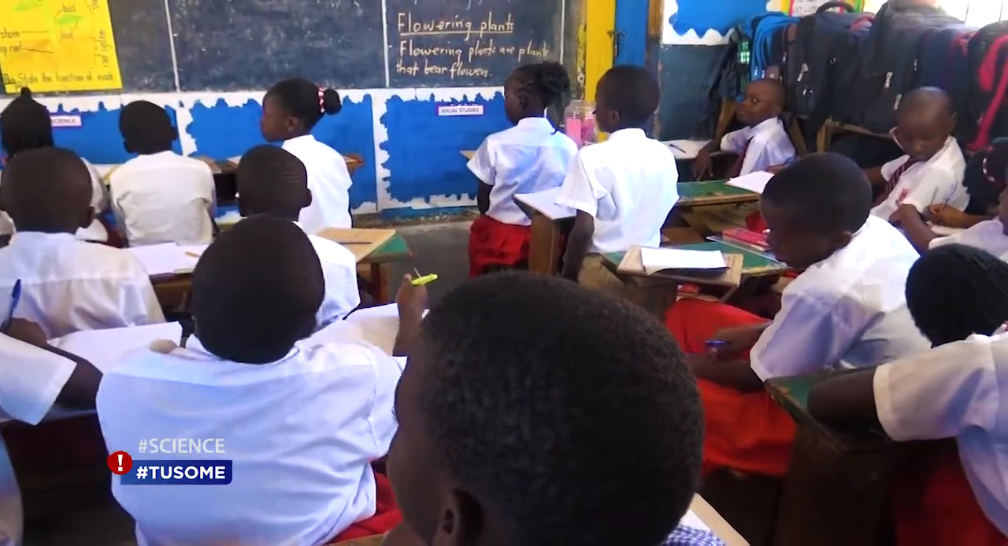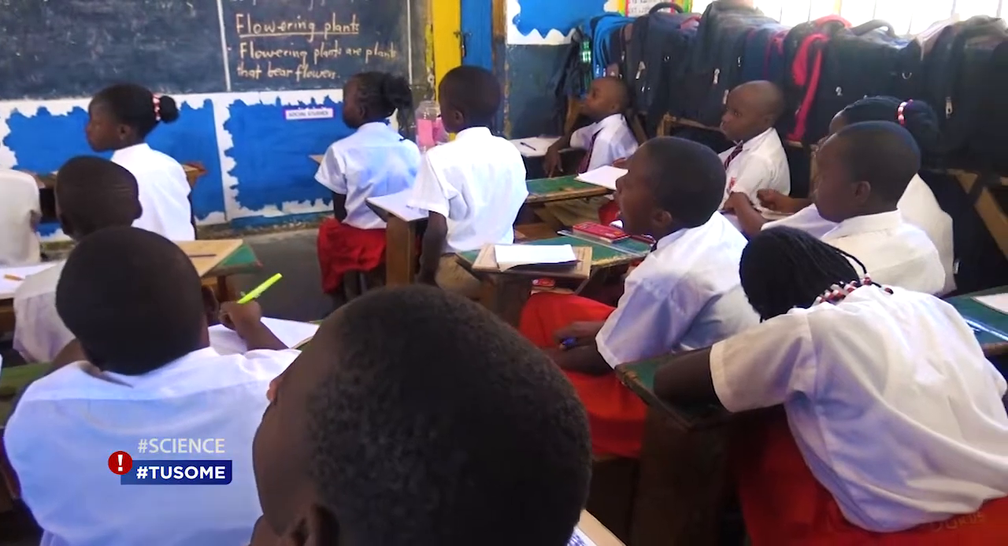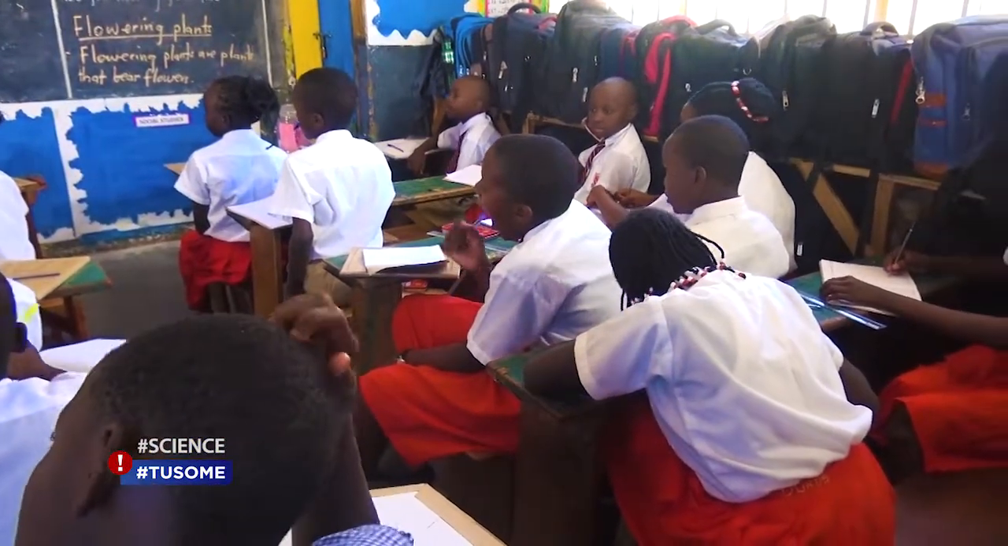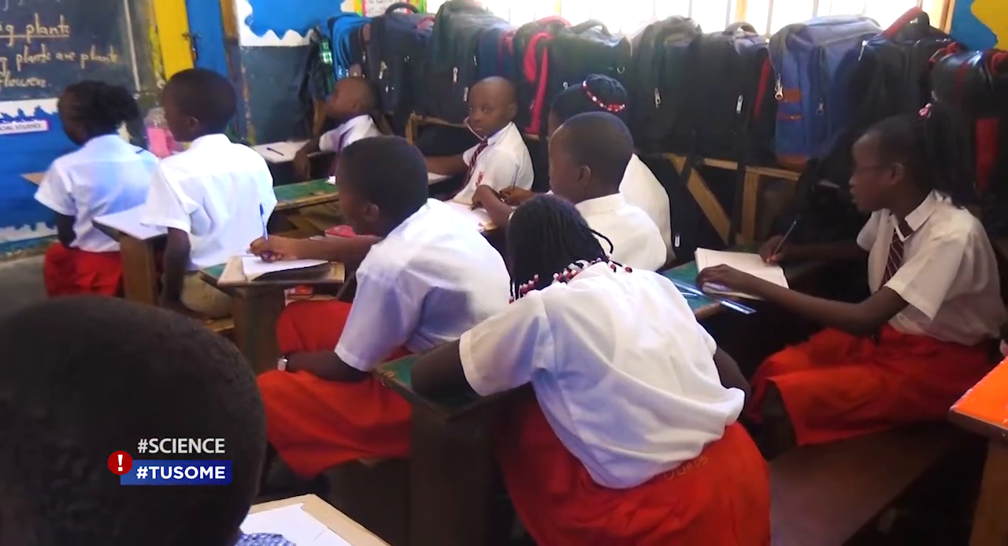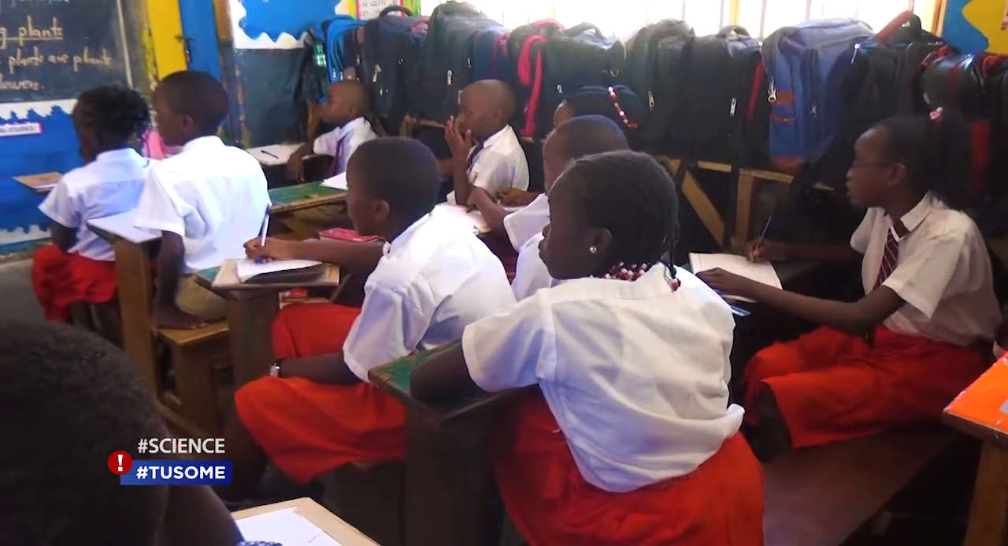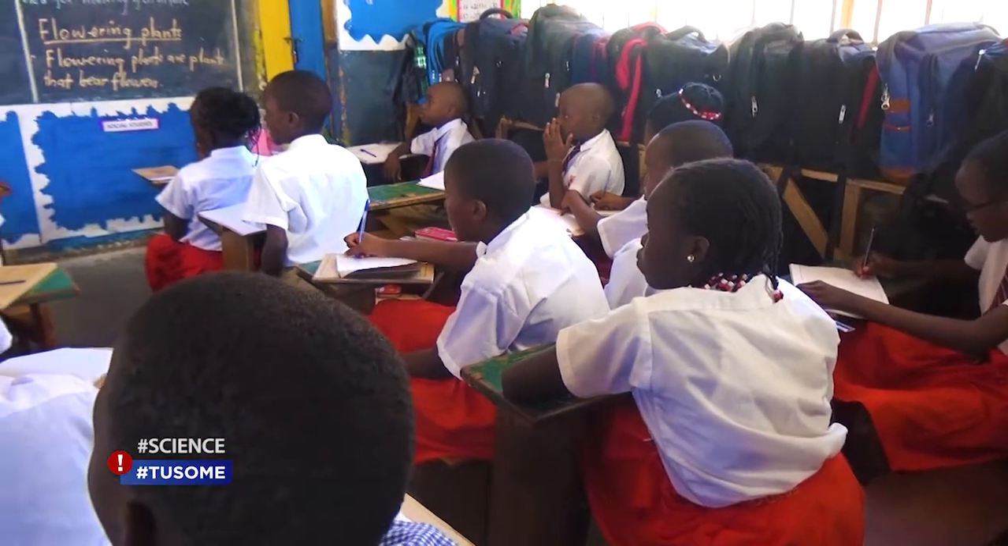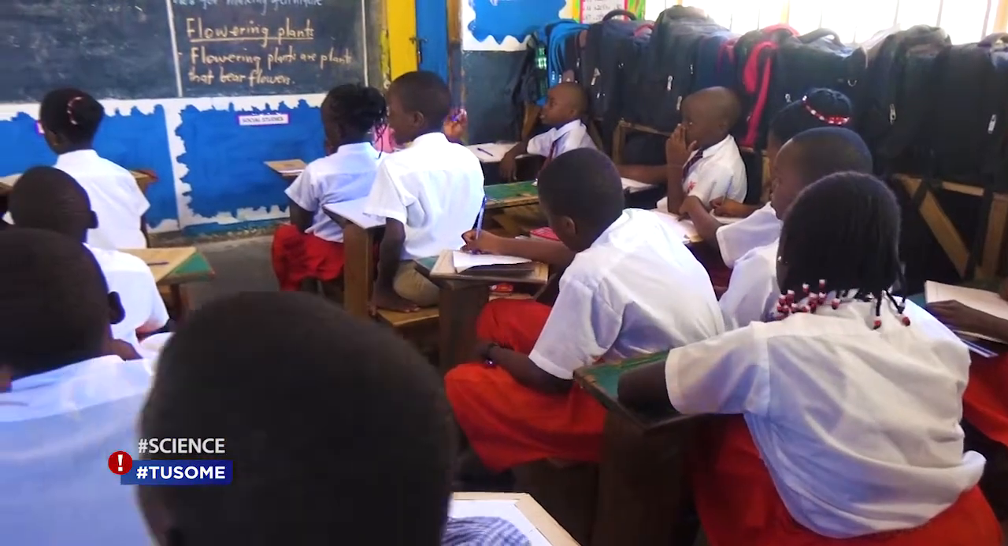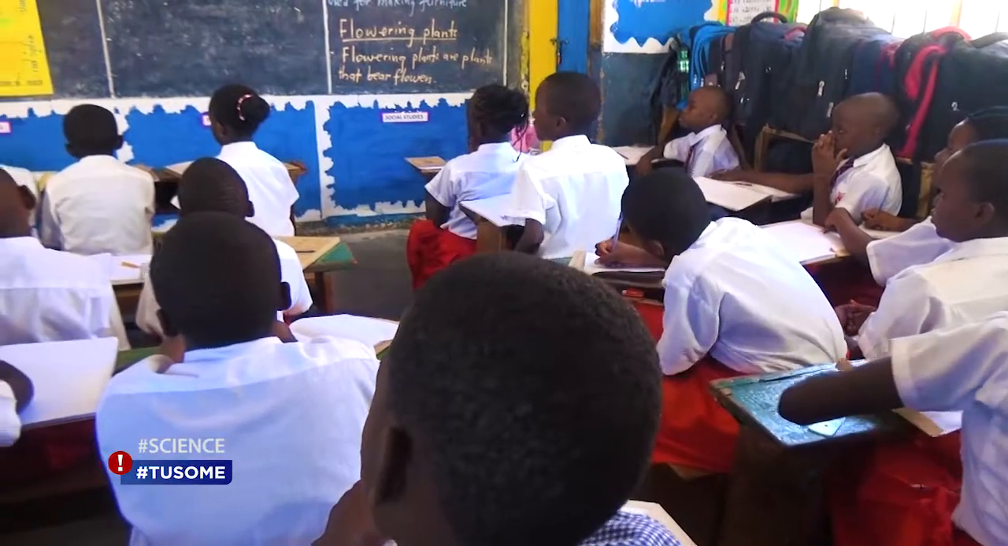Okay, looking at the parts of these flowering plants, there are very many. We are going to look at them, to read them one by one. From there, I'll give you a very simple activity to do. All together? Yeah, I want to see those who have been attentive throughout the lesson.